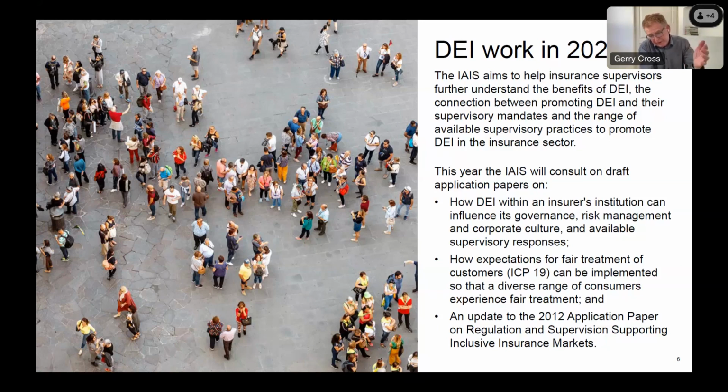And then finally, later in the year, there will be an update to the application paper on regulation and supervision supporting inclusive insurance markets. In other words, how to create insurance sectors and insurance activities within different jurisdictions which are as inclusive as possible. That application paper was first published in 2012 and is now being updated for further discussion.